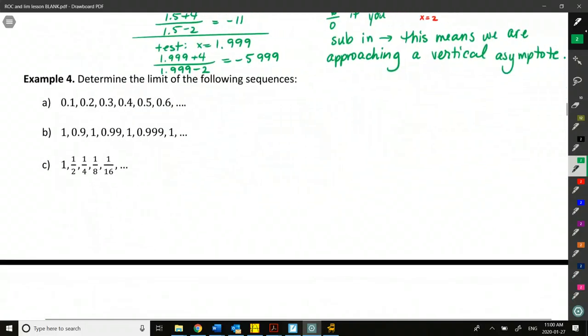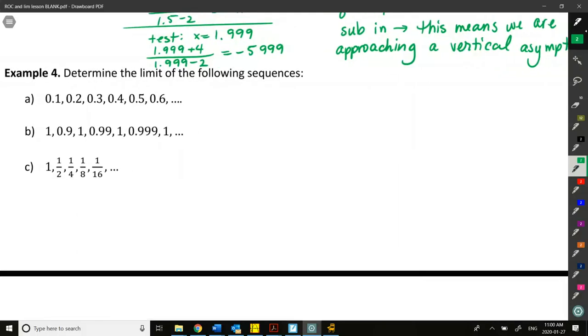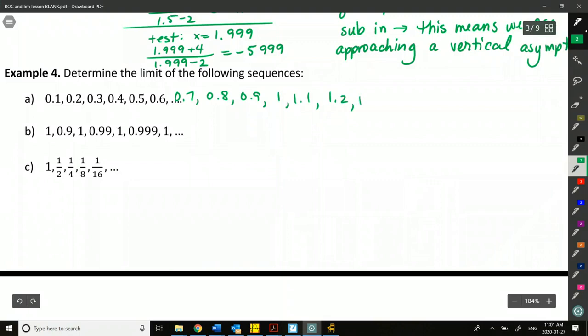All right. Limits of sequences, we're just looking at what is being approached. So is this going toward some particular value? Yes, no, what is that value? So how about A? Is this approaching any specific value? You say 1? Well, let's write out what would happen after this. 0.7, 0.8, 0.9, 1, and then what? 1.1. So is this ever going to stop? So what is this going toward? Okay, so the limit would be infinity.